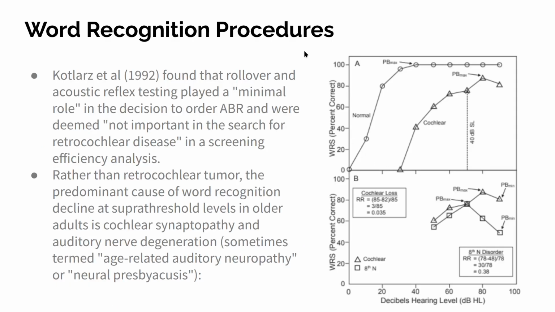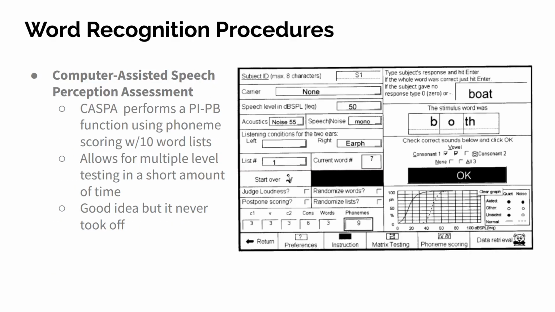Colt Lartz found that rollover and acoustic reflex testing played a minimal role in the decision to order ABR and were not deemed important in the search for retrocochlear disease in a screening efficiency analysis. Rather than retrocochlear tumor, the predominant cause of word recognition decline at suprathreshold levels in older adults is cochlear synaptopathy and auditory nerve degeneration, aka neural presbycusis or age-related auditory neuropathy.